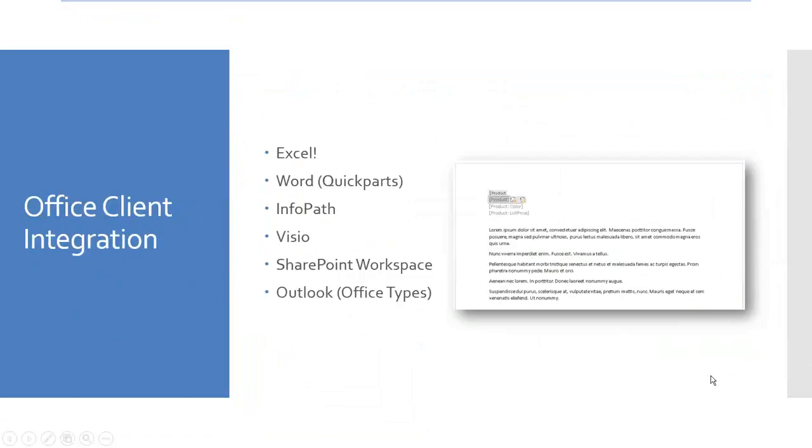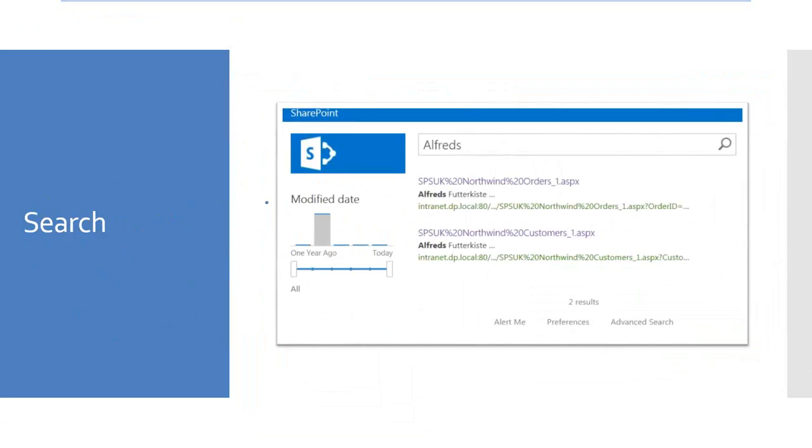So there's some of the Office integration there. This is an example of a Word document where you could look up, present a list of data, look it up, and it would populate all the other fields from that external column. And the last thing I'm going to mention here is search.